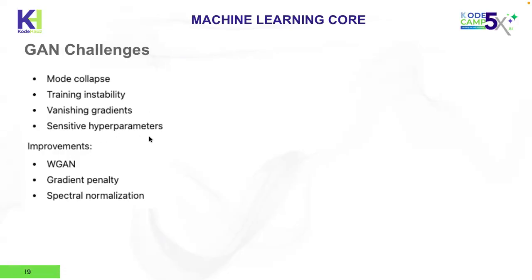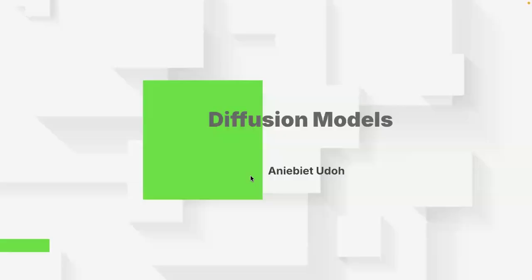Okay, so these are some of the challenges with GANs. You have what we call mode collapse. Training is always unstable. It fluctuates a lot. It's easy to have vanishing gradients. And the hyperparameters are very sensitive if you adjust them a little bit. There were a bunch of improvements, including things like the WGAN, having a penalty for gradient, and spectral normalization. But like I said, I'm not going to go into much detail on GANs. Instead, let's look at diffusion models.